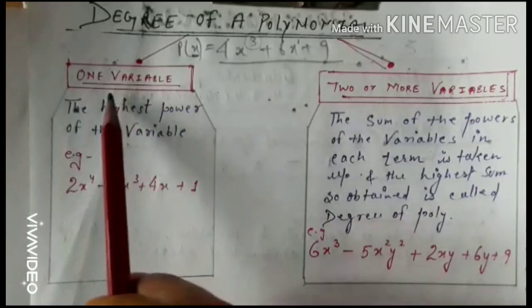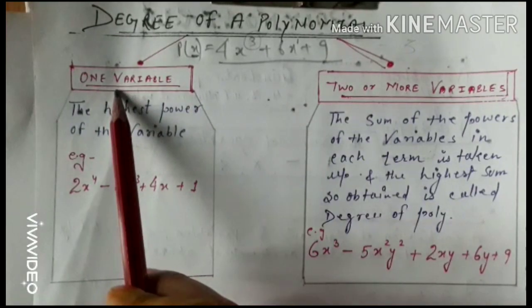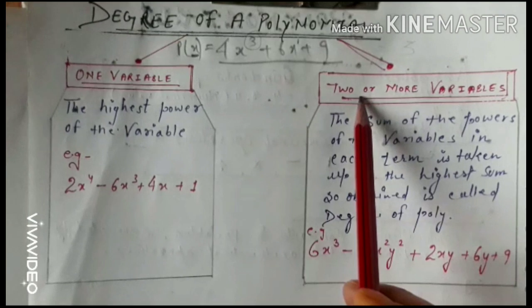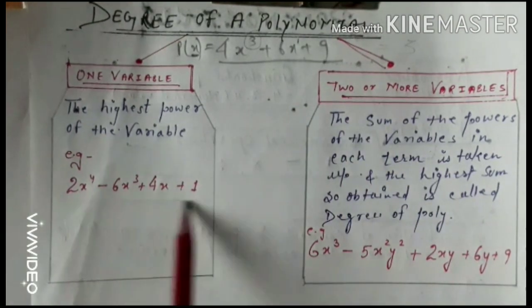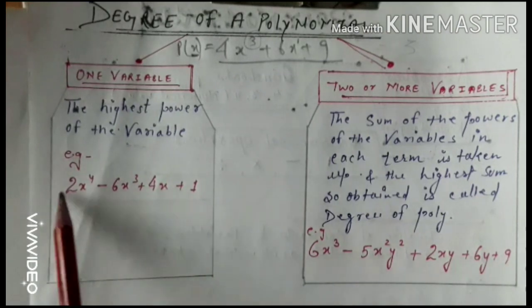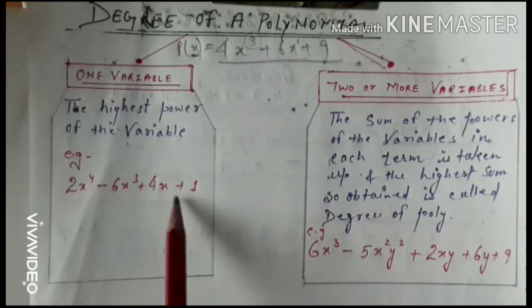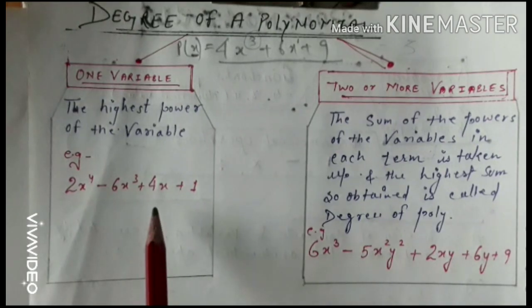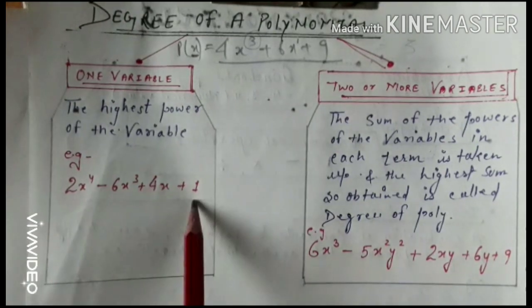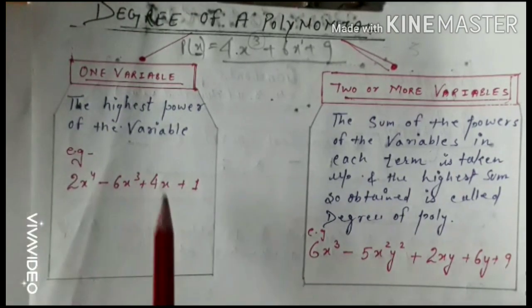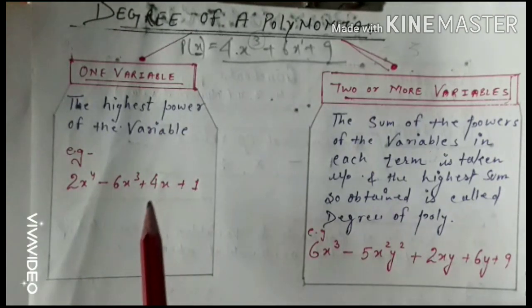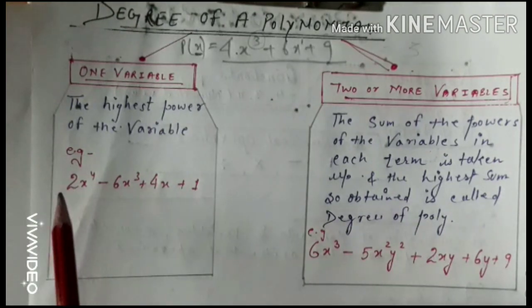Now first thing is the degree for one variable, and the second is the degree for two or more variables. So here for one variable it is only x. Is there any other variable? It is 2x power 4 minus 6x cube plus 4x plus 1. Is there any other variable other than x? No. Everywhere here x. So it is x power 4, x power 3, x, and here nothing, that means x power 0. The highest power is 4. So the degree will be 4.